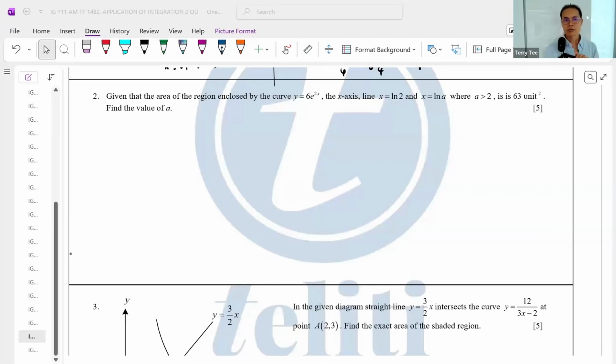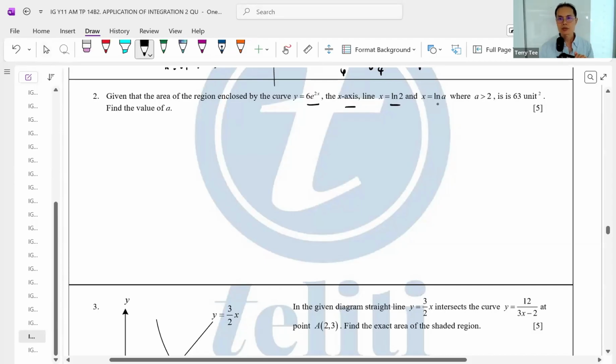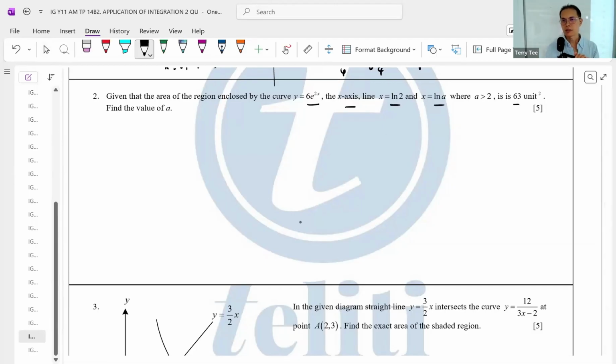All right, question number 2. Given an area enclosed by this curve, x-axis, x equals ln 2, x equals ln a, where a is more than 2, is 63, find a. So we know, now the curve probably looks like this. If you don't know how it looks like, it's fine. Now this is an exponential, so it should be going up like this.